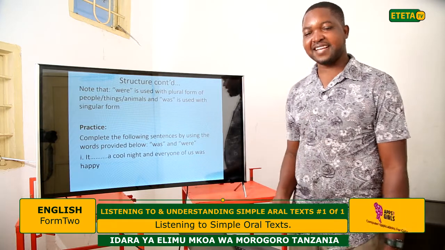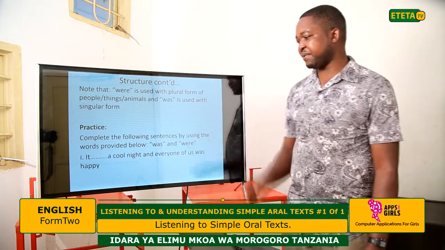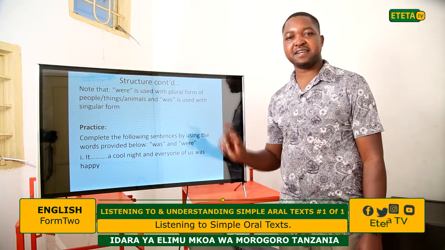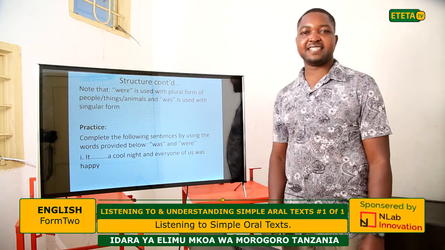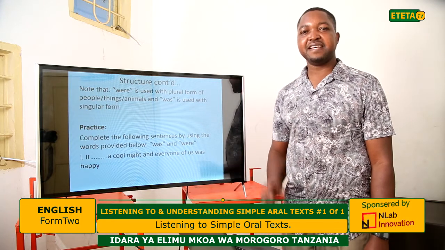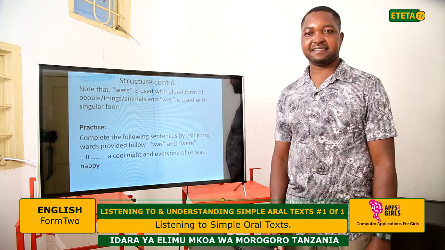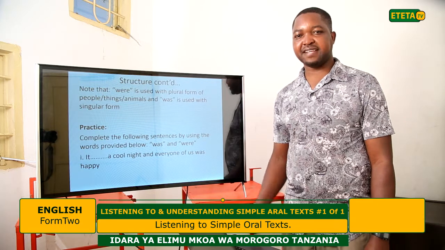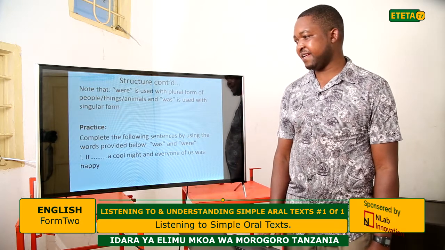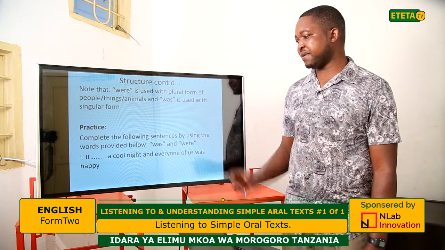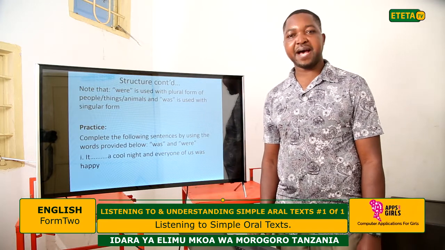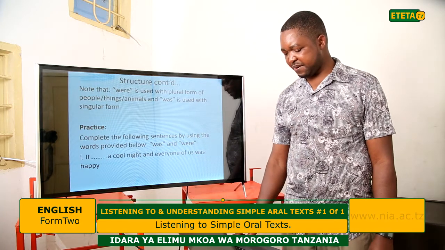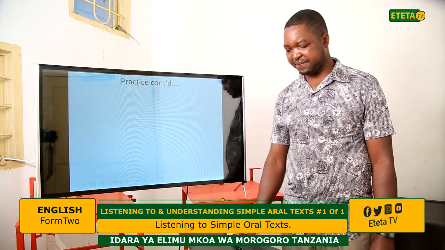Yes, you're right. It was a cool night, and every one of us was happy. It was. It was raining yesterday. It was running. Okay? It was jumping, etc. So it was a cool night, and every one of us was happy. So the correct word is was. Good. Let us soldier on.